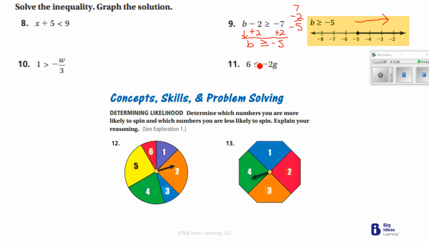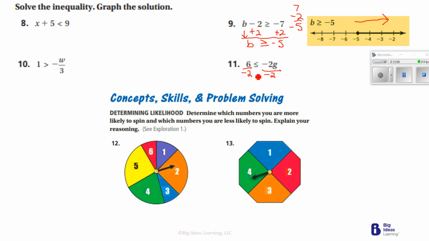6 is less than or equal to -2g. Once again, I have to get all the numbers to the opposite side of my letter. I remember that -2 is being multiplied to g, and I have to do the opposite. Just like over here, I do the opposite of subtracting 2, I added 2. This time, since I'm multiplying -2 to g, I'm going to divide -2 away. Whatever I divide from one side, I have to divide from the other.